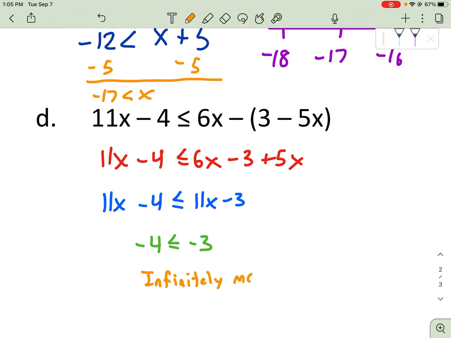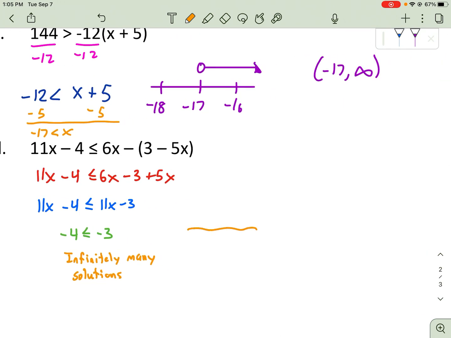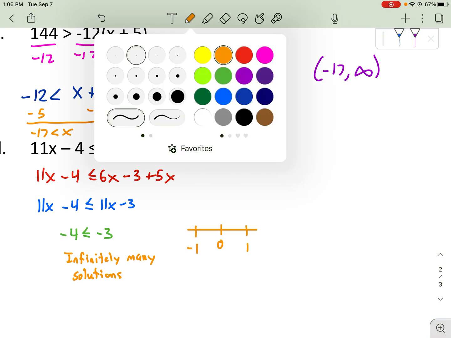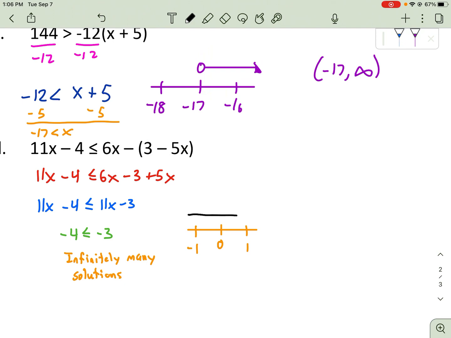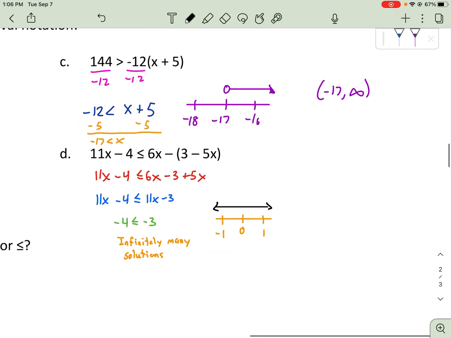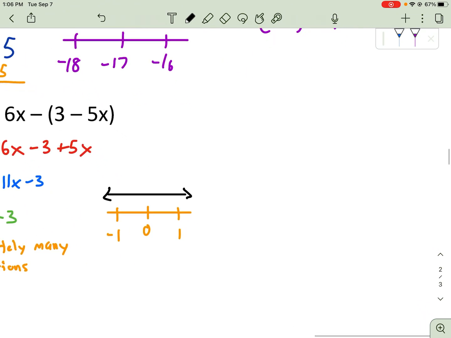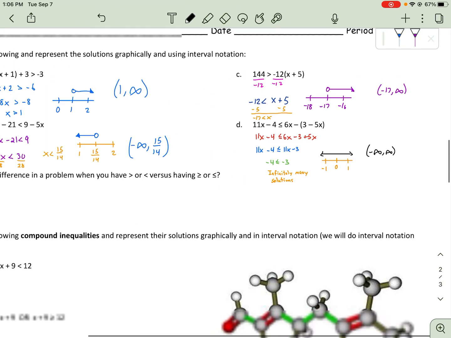Infinitely many solutions. The way you represent that on a number line is kind of weird. You probably never do it, but you can just put any numbers on here. It doesn't matter. I'm just going to go 0, 1, and -1. And then infinitely many solutions just goes forever in both directions, like every number works. In interval notation, every single number works, so you just say -infinity to infinity, every number. And that's what that looks like.